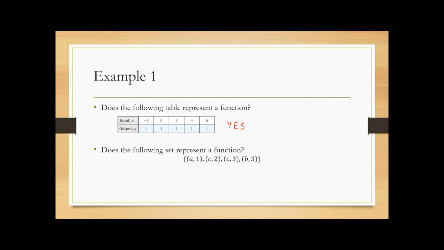Yeah, you are correct. So the second one is not a function, and that is because we have C. C is an input twice, and when it's listed twice, it has two different outputs with it. It has 2 and it has 3. So our input of C has 2 outputs with it, and so this is not a function.